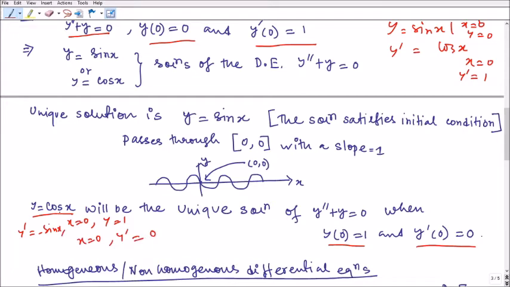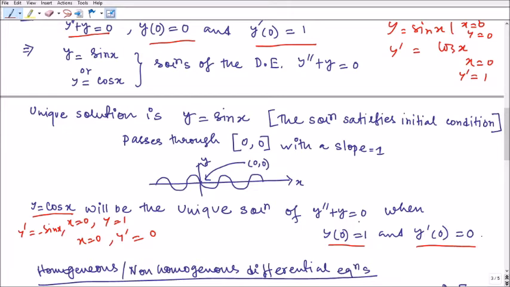So y equal to cos x, for this function, this initial condition is satisfied. So for this initial value problem, the unique solution of this differential equation is y equal to cos x. So the first example, that is y double dash plus y equal to 0 with y of 0 equal to 0 and y dash 0 equal to 1. You see that the unique solution is y equal to sin x, and it passes through the origin. So you see here that it passes through the origin 0 0. That is why y equal to sin x is the unique solution of this initial value problem.